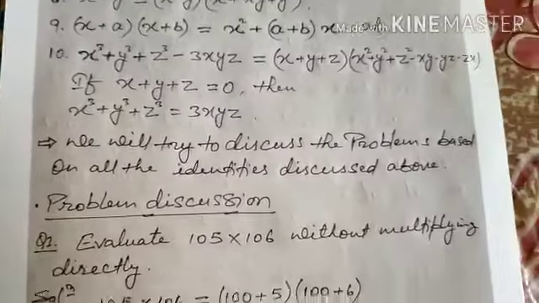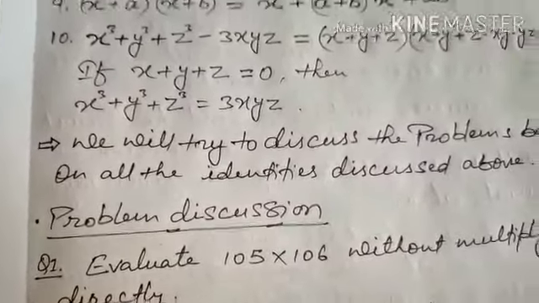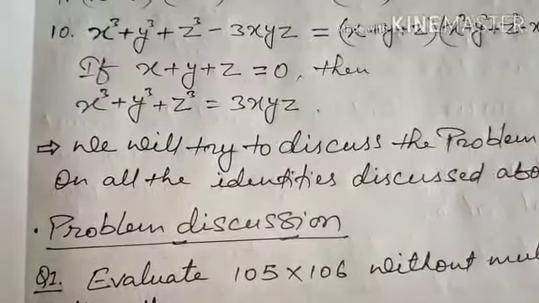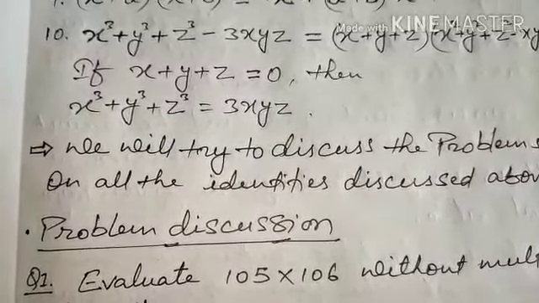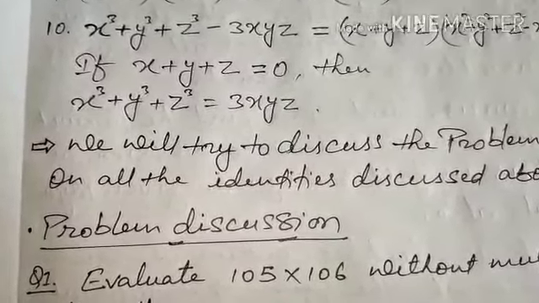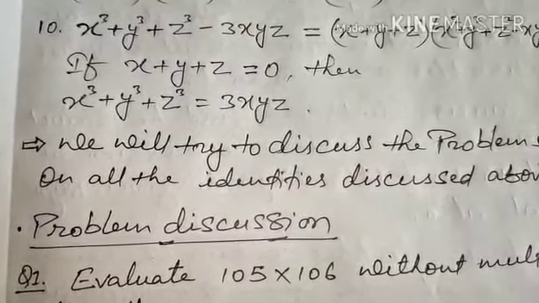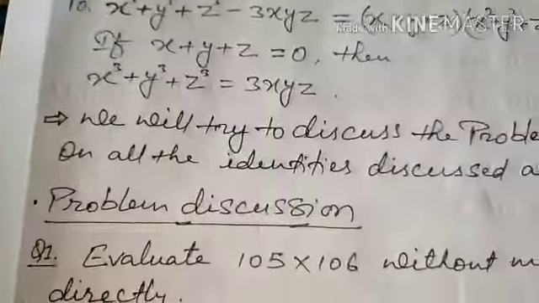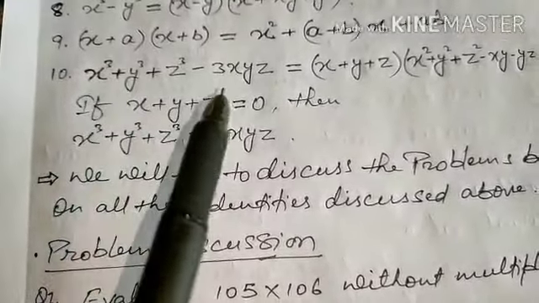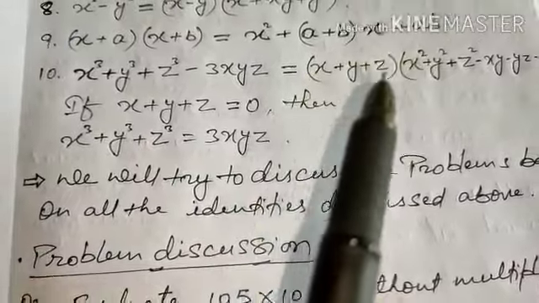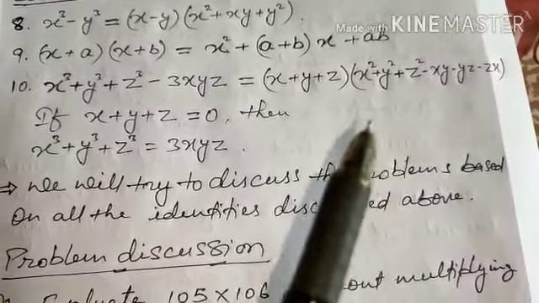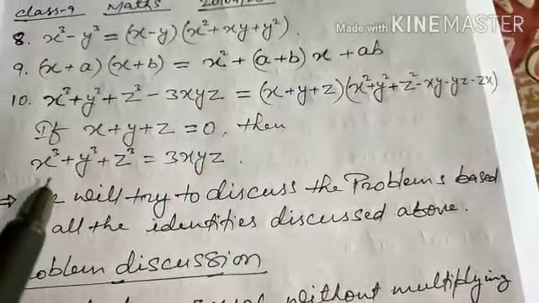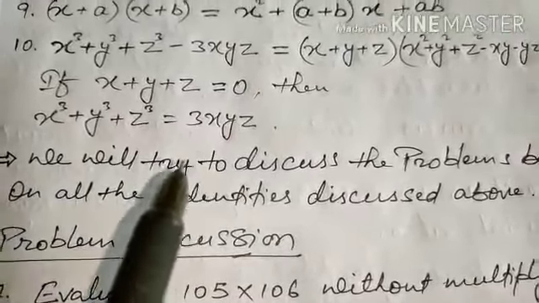And one condition is present over here: if you find x plus y plus z is equal to 0, then directly x cube plus y cube plus z cube is equal to 3xyz. So why will it become 3xyz? Because see here, since this will become 0, the whole LHS will become 0. Anything multiplied by 0 will become 0. So minus 3xyz will come to this side, and it will become x cube plus y cube plus z cube is equal to 3xyz.